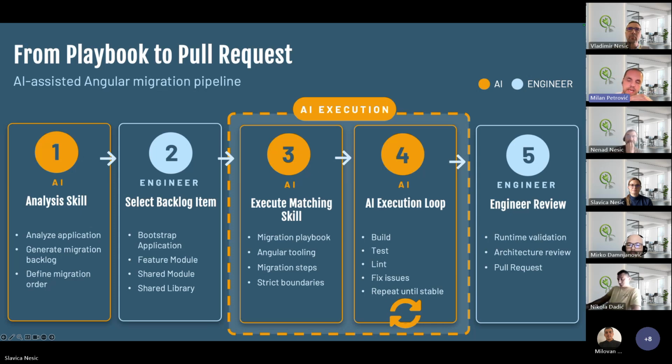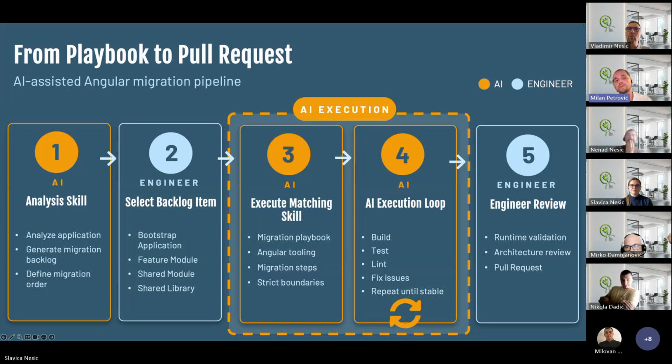AI executed the selected skill, applied Angular migration tooling, performed the migration steps, and continuously validated the results through build, test, and lint. Whenever an issue was found, AI attempted to resolve it and repeat the validation cycle. This continued until the migration reached a stable state. At that point, the engineer reviewed the results, not to verify every import or provider change, but to validate runtime behavior, architectural decisions, and ensure the migration stayed within scope. If everything looked good, the code was ready for a pull request.